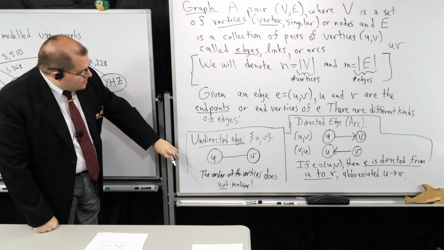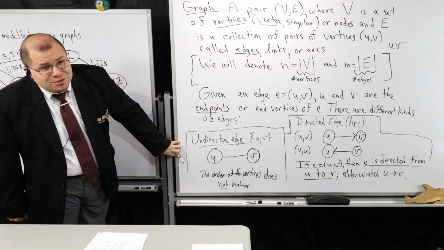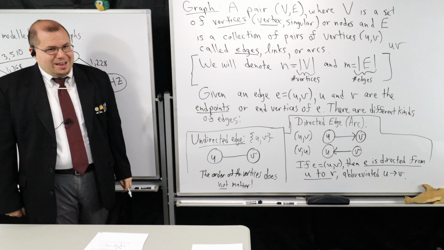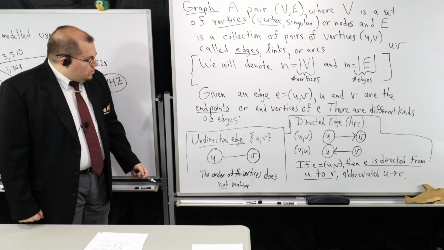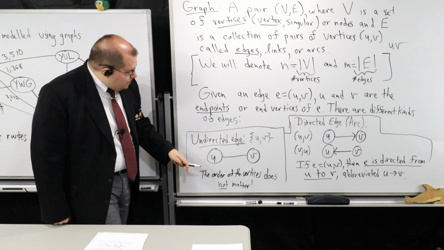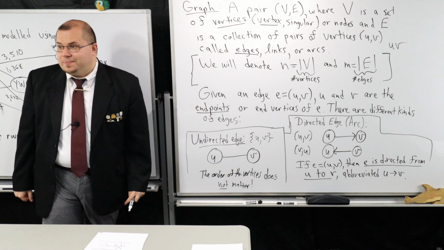So the first example is the undirected edge, which I will colloquially refer to as an edge without any context. So if I say edge, I'm talking about an undirected edge. So the way you would think about it is if I have an edge from U to V or V to U, I have, say, two vertices like this, and then there's an edge that connects them.